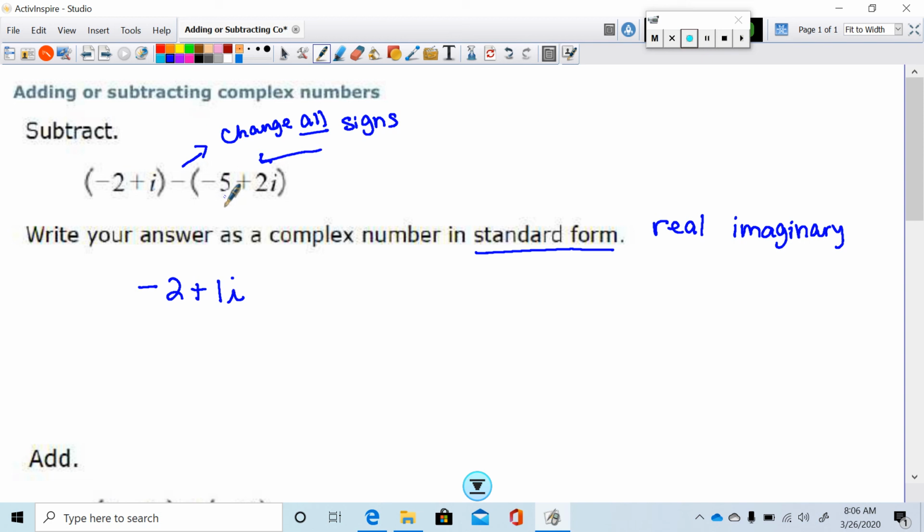So a -5 changes to a +5, and a +2i changes to a -2i. So I'm going to write the +5 under my constant, and I'm going to write the -2i under my imaginary component. So then you just add. 5 take away 2 is 3, and then 1 take away 2, or a +1 and the -2, is a -1. But just like usual, if it's a 1 with a variable, they won't write the 1. You just leave it out because it's assumed to already be 1i. Okay, so that's the answer to that one.